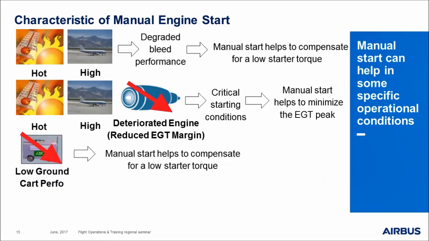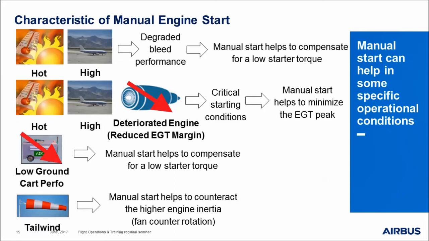When the performance of the external pneumatic power group is marginal, manual start helps to compensate for a low starter torque that results from the low air pressure. When a high tailwind is present, manual start helps to counteract a higher engine inertia due to fan counter rotation.